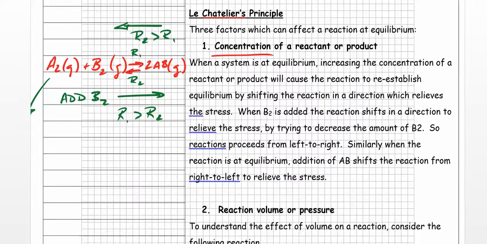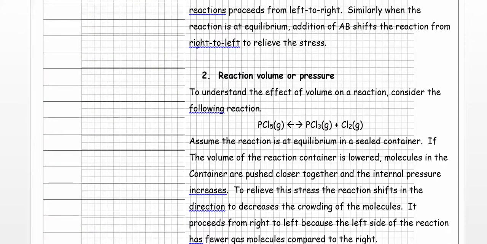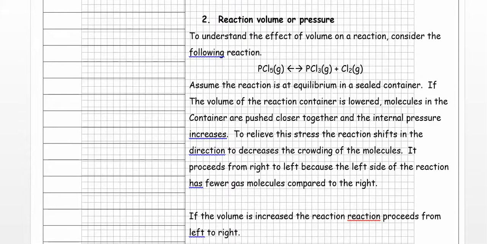So that's one type of stress on the system. What's another type of stress? Well, another type of stress is a change in volume or pressure. And these two are absolutely related. We know that from our gas law experience in a previous unit. Here we've got PCl5 in equilibrium with PCl3 and Cl2. Now, if I were to ask you which is the high pressure side of this system, you would say, well, I've got 1 mole here, 1 mole here, and 1 mole there. So I've got 2 moles of gas on the right-hand side, and I've got 1 mole of gas on the left-hand side. So the high pressure side would be on the right-hand side of the equation.